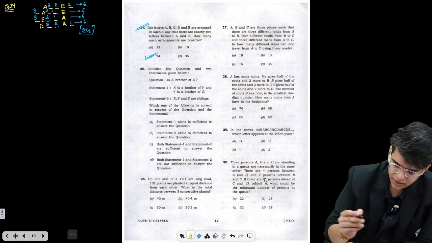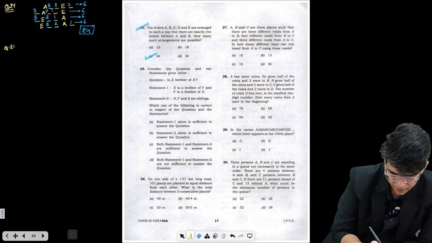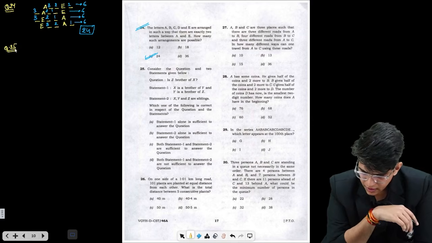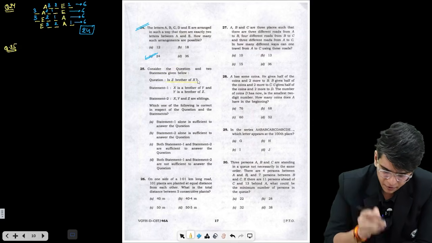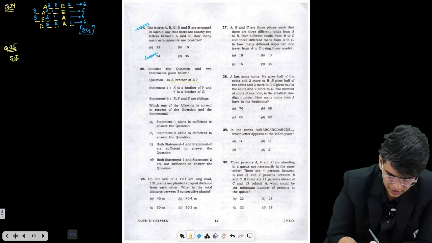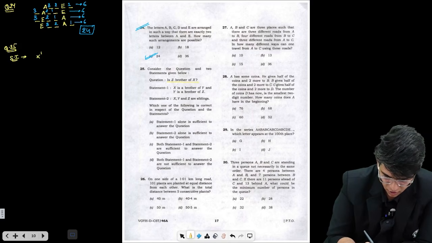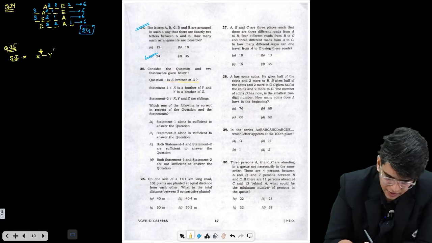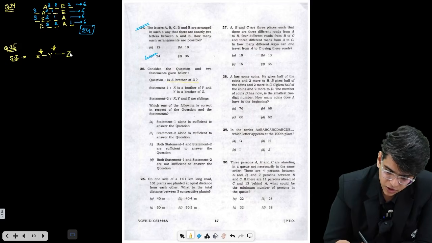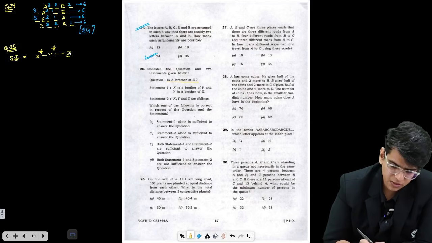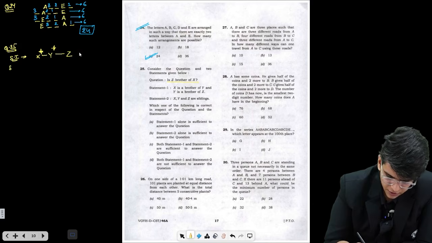Blood relation reasoning question. Must be easy. Here we need to answer if Z is the brother of X. Statement 1 is saying X is a brother of Y. X is a brother, that means X is a male, denoted by positive. X is a brother of Y and Y is a brother of Z. This is the final arrangement. Is Z the brother of X? We can't say because we don't know the gender of Z from statement 1. So statement 1 is not sufficient.